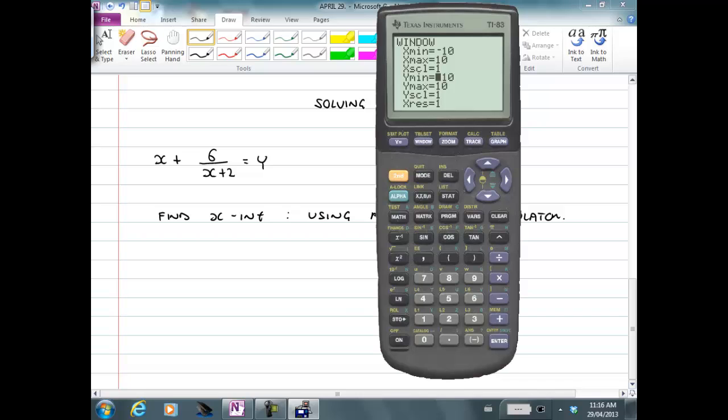Y-min, I like to set at -10. Y-max, I like to set as 10. Under Y equals, here's what we're going to do. I want you to plug in this formula right now. Make sure you have brackets set correctly, because a lot of people screw up because they don't use brackets.